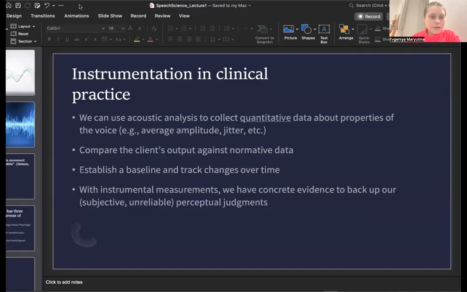Just give me 1 second. Hope you can see it.